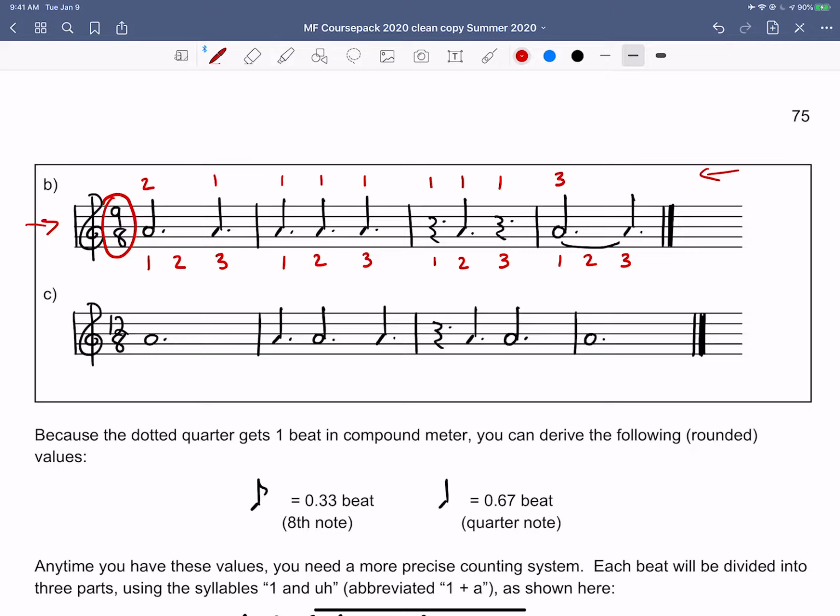And the underlining should not be hard at all. 2 beats for that one, 1 beat for that, 1 beat, 1 beat, 1 beat. 1 beat for this dotted quarter rest, then we come in with a dotted quarter note, 1 beat for the dotted quarter rest, and then all 3 beats go to this pair of tied notes.